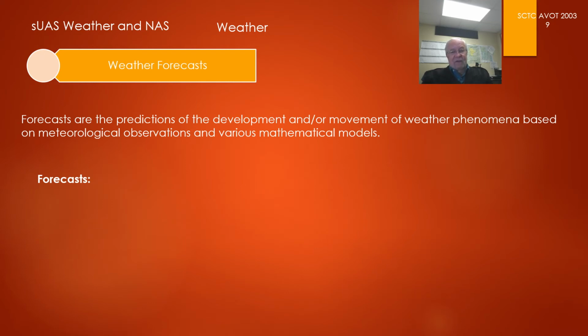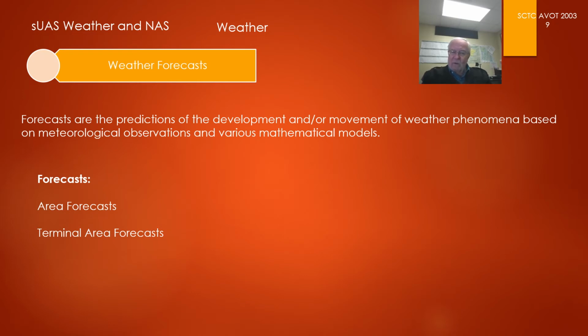Now, moving on to forecast. Forecasts are the predictions of the development and or movement of some kind of weather phenomena based on, of course, observations and models. We have area forecasts and we have terminal area forecasts. Area forecast is designated FA as the identifier for it. So when you see FA under a forecast, that's what they're talking about, an area forecast. Terminal area forecast is good for 5 miles around the airport where that report is based.